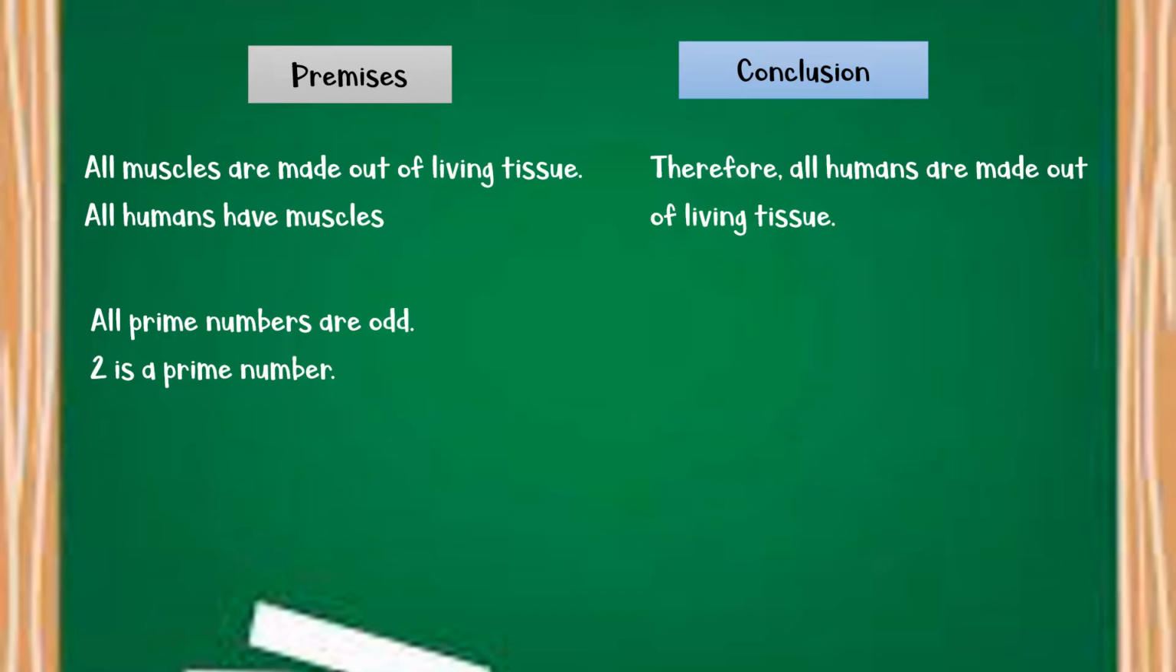For the second premises, all prime numbers are odd. Then, 2 is a prime number. What do you think is the conclusion? The conclusion is, thus, 2 is an odd number. Note that this is not a true statement, because of the first premise, all primes are odd.